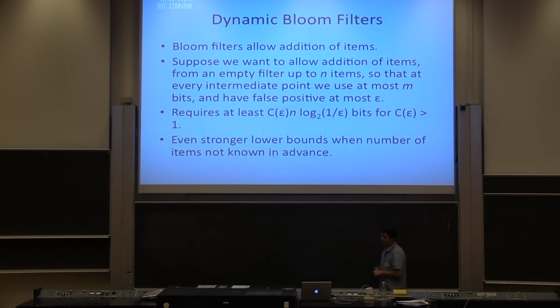We had some talk about dynamic Bloom filters. We want to keep allowing the addition of items. The way to think of this problem is that at each stage I might be adding new items in, but at every stage I want to have at most m bits, and I want a bound on the false positive probability. There's been some recent work showing that if you have this Bloom filter and you want the ability to add items in, you actually do require more space than what was required for, say, the perfect hashing approach, or the minimal approach. This wasn't known for a while, whether you could do dynamic Bloom filters and get the same space bounds, and now it's been answered negatively. And there are even stronger lower bounds when the number of items you want to store isn't even known in advance.